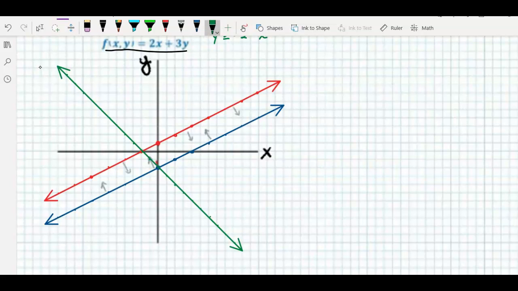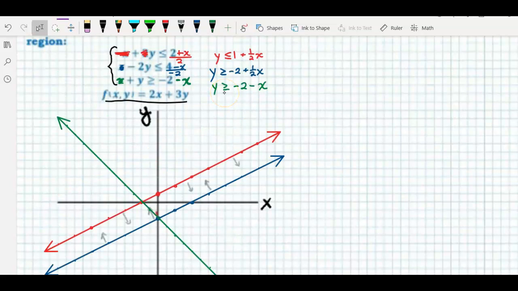Shading for this line, we're shading above the green line. Y, if I put a 0 in, is greater than negative 2 minus 0, so I'm shading this direction. So all in all, my shading is this region.